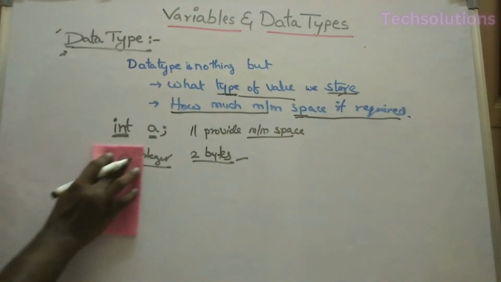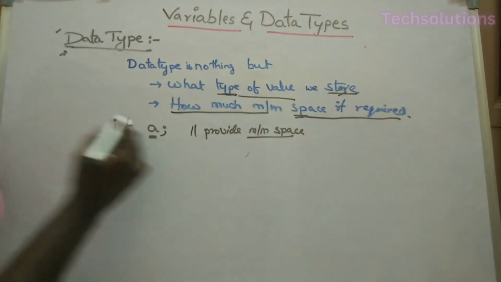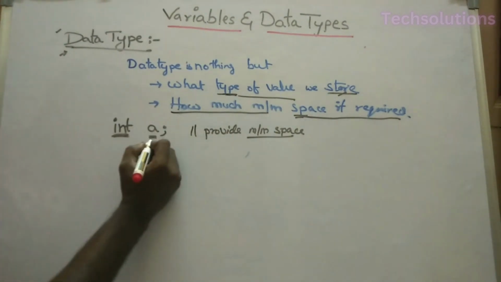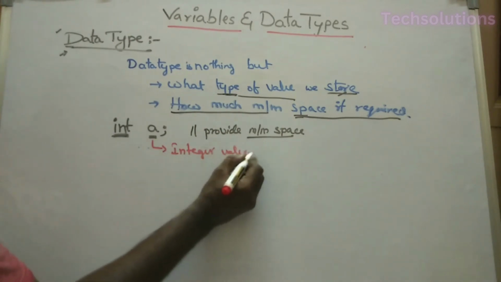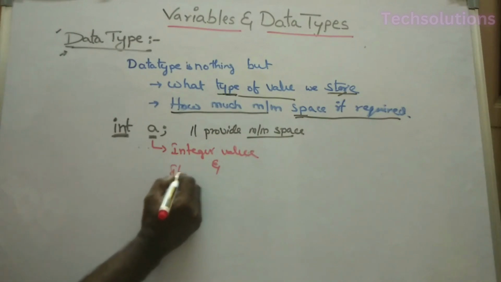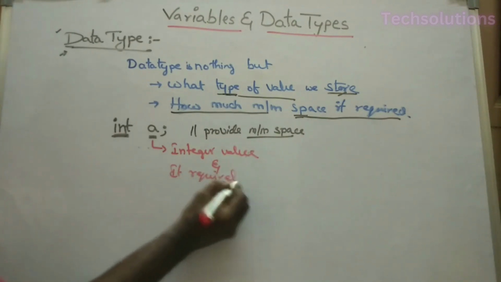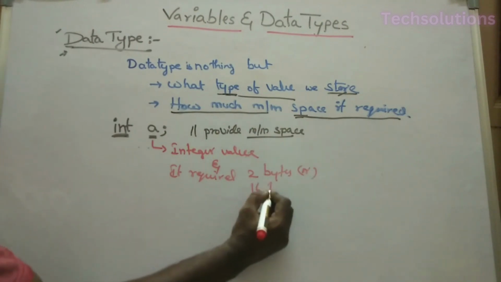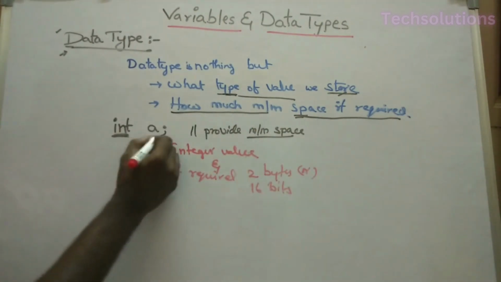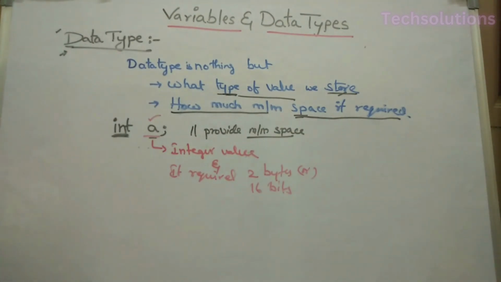That means here a is a variable. This variable can store an integer value, and it requires 2 bytes, or 16 bits, of space for the integer variable. That is represented by the data type. Clear? Next I will discuss the different types of data types.